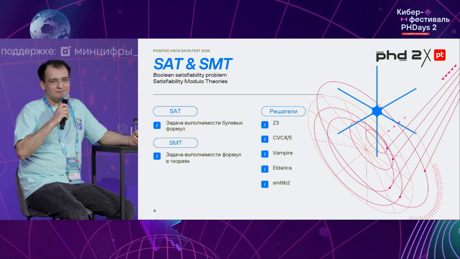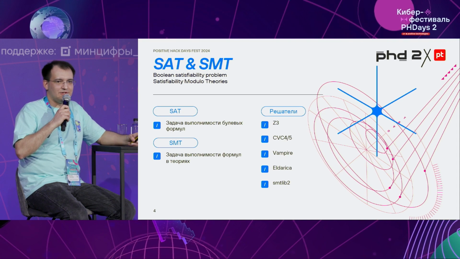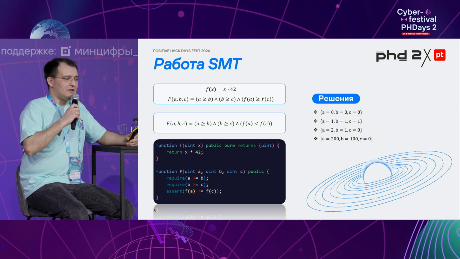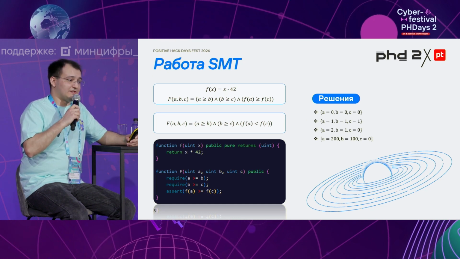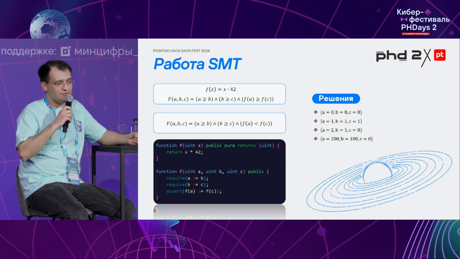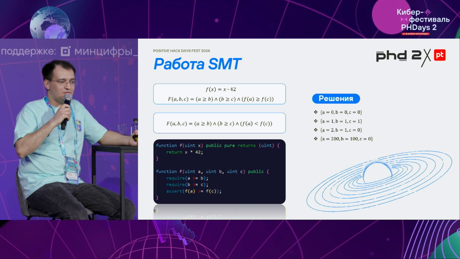For example, with Z3 and Alt-Ergo: when I launched Z3 personally, it would solve the equation for 1 hour, and Alt-Ergo did it in 15 minutes. And the SMT solver works like this. It just transfers the initial code to a formula and then finds the solution.